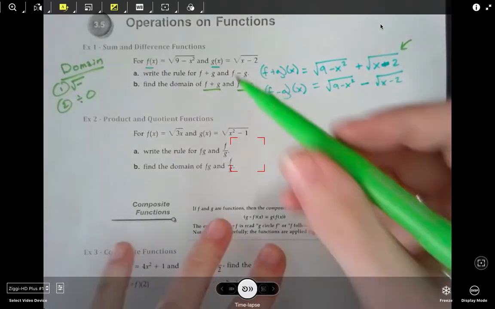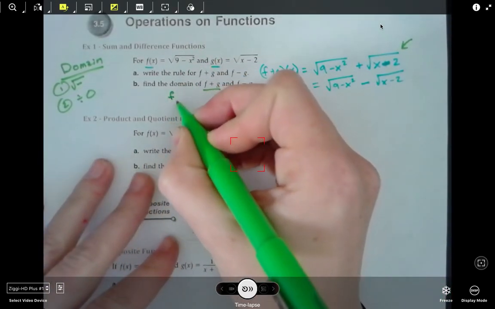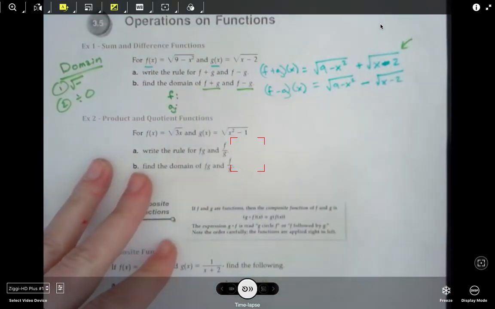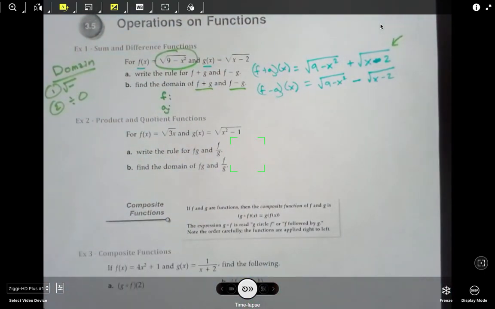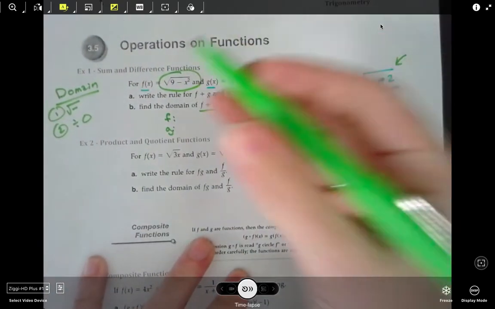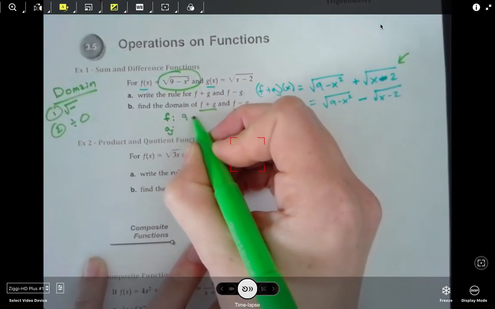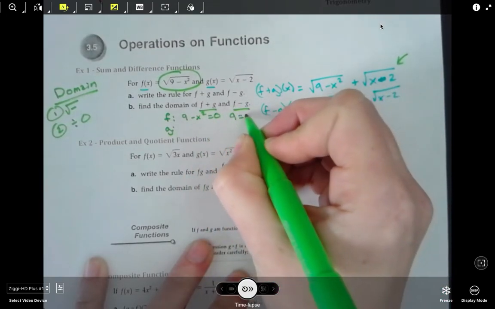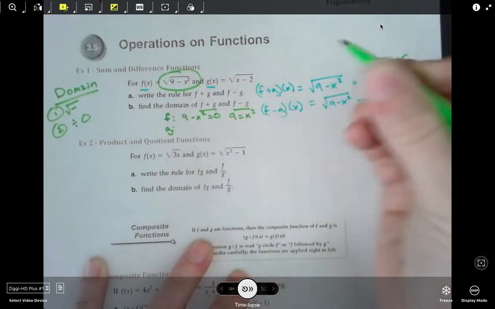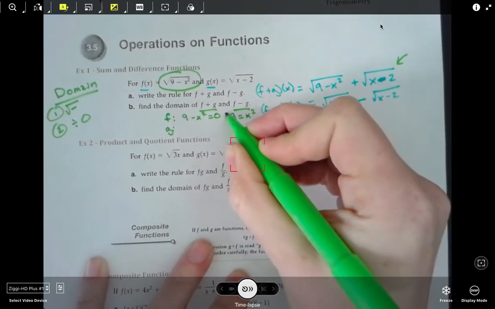For f plus g and f minus g, when you're looking at those domains, it might help to look at f and g individually, like what the domain of f and g are. So if f is the square root of 9 minus x squared, to figure out what the domain is, we know we can't have it be negative. 9 minus x squared cannot be negative. So basically we take 9 minus x squared and set that equal to 0, which means that 9 equals x squared if we add the x squared over. And x is equal to positive and negative 3 if I take the square root.